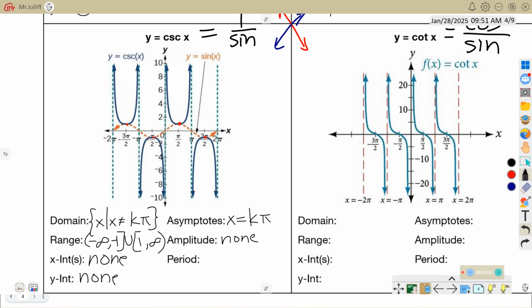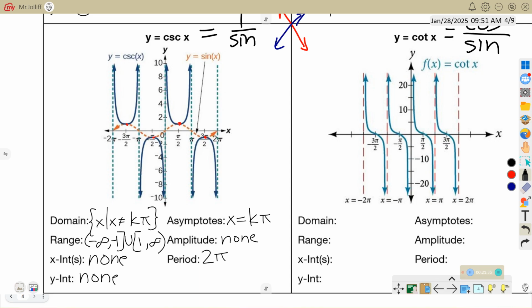And the last question is, how often does it repeat? How long does it take to complete a full cycle of up and down? And we kind of already have a clue because we know this is similar to secant. What was the period for secant? 2 pi. Yeah, this guy is also 2 pi. The up cycle takes a pi, the down cycle takes a pi. I need the full 2 to complete an up and a down. Good. Yay.